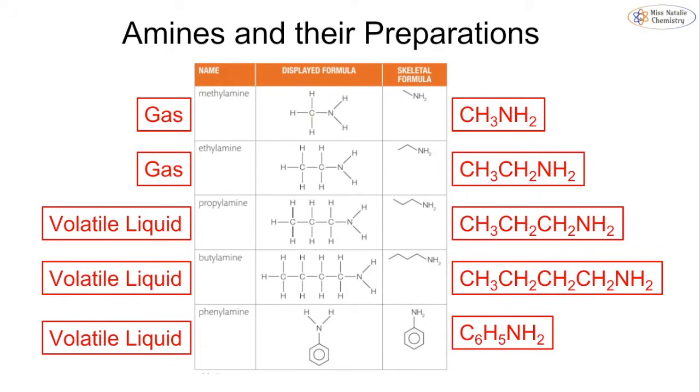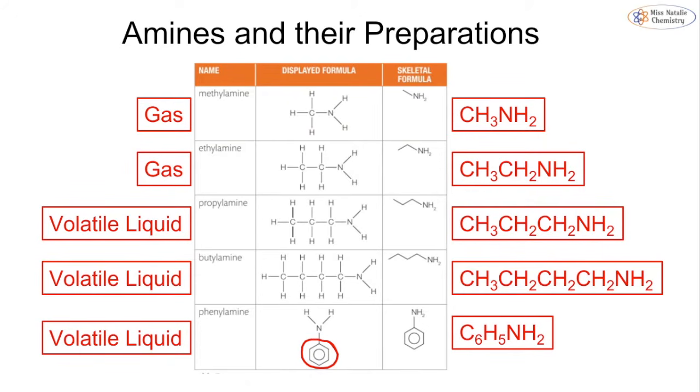So let's first of all look at the structure of some amines. Well, we have four aliphatic amines. We have methyl, ethyl, propyl, and butyl amine. And of course, because we've been studying the aromatics, we're going to add in an aromatic amine, which is phenylamine. And of course, you can see that it's got the benzene ring here.